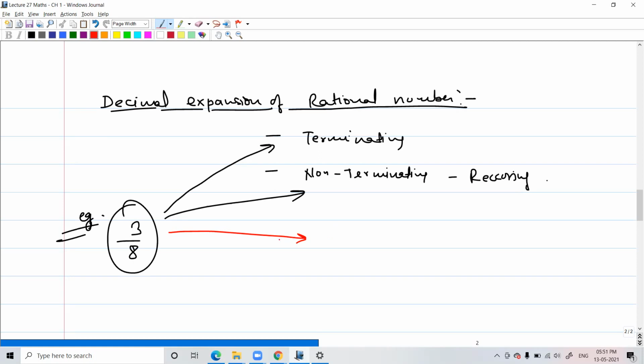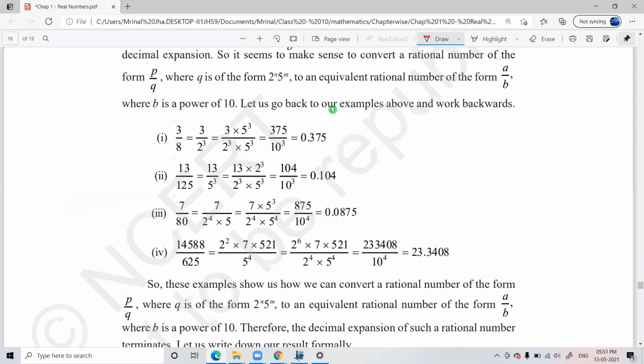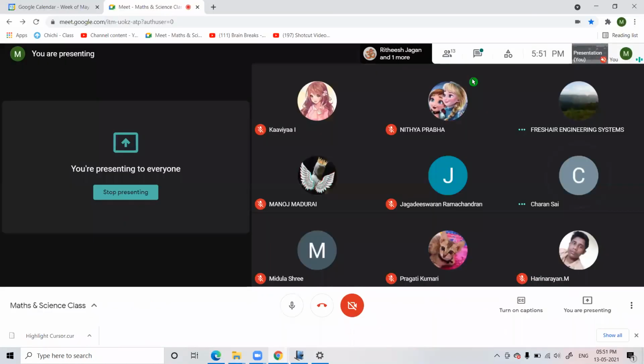And one more thing. Is it possible that the decimal expansion of a rational number is non-terminating and non-recurring? Is it possible? I'm not only asking about this example, I'm talking in general, okay? Can it be non-terminating, non-recurring? Yes, sir. It's possible, okay?